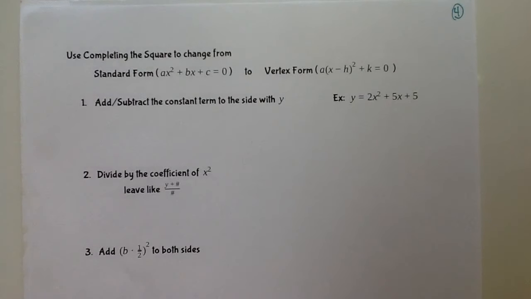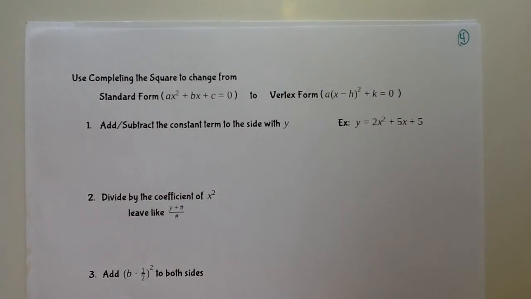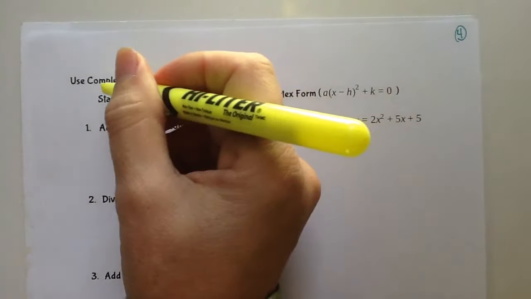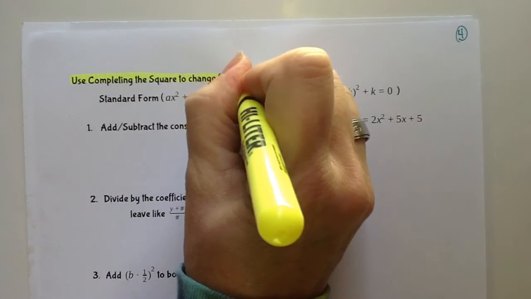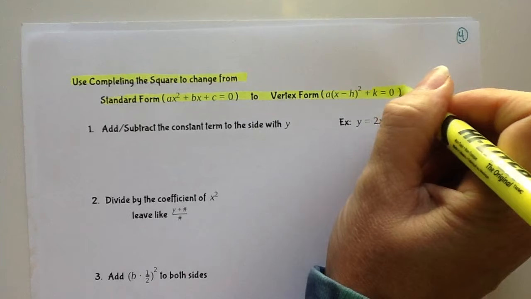Ooh, look what that did. That brought us to page 4. This is our last page here. And what we're going to do is we're going to use completing the square to change standard form to vertex form. Change from standard form to vertex form.